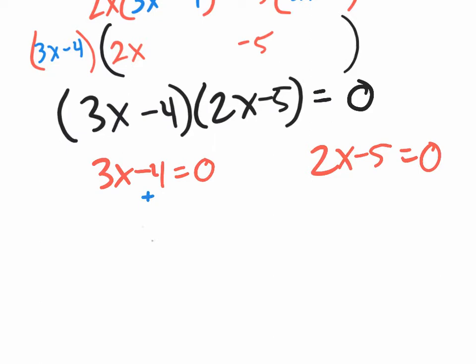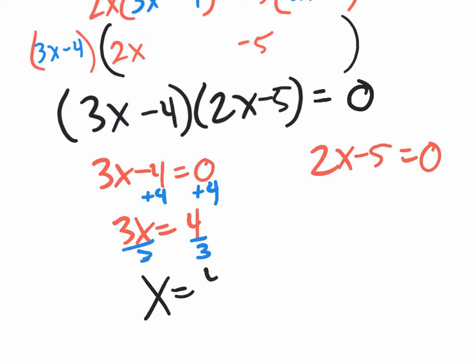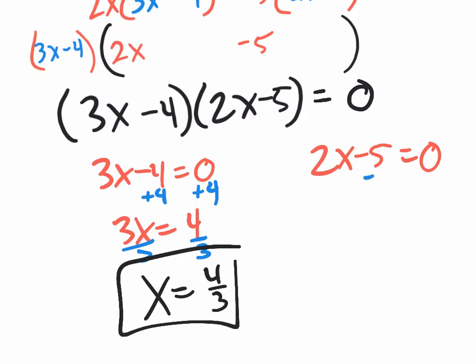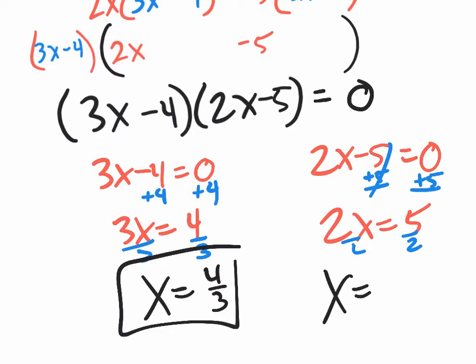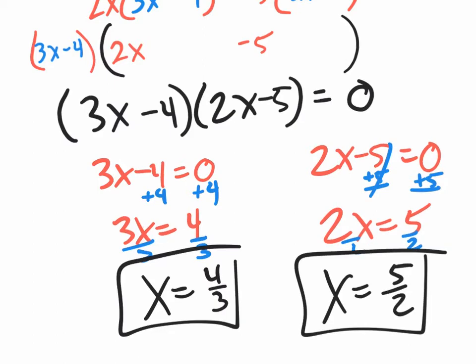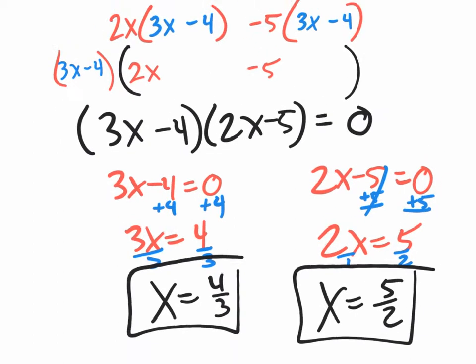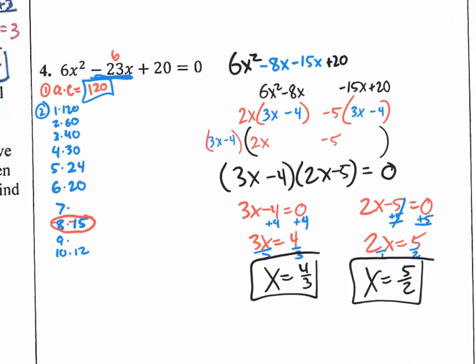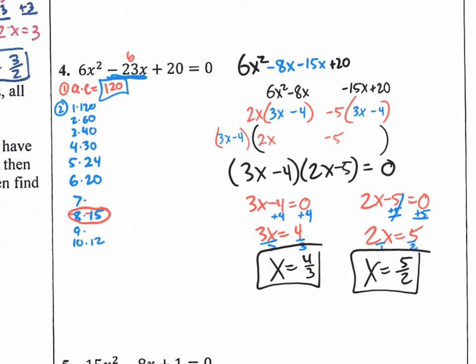So solving both of these, plus 4, you're going to end up with 3x equals 4. And you divide by 3. Final answer is x equals 4/3. That's one answer. The other one, add 5. You're going to end up with 2x equals 5. Divide by 2. Final answer, x equals 5 halves. Both of those are our answers to this original quadratic equation on number 4.